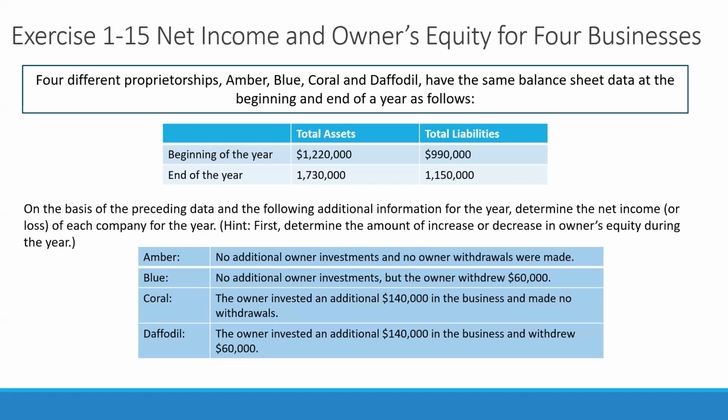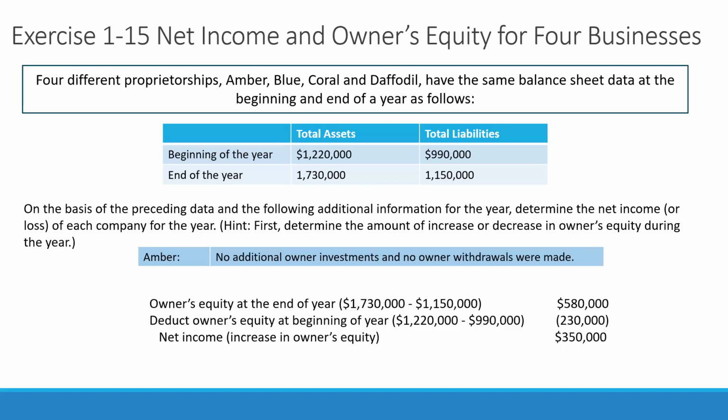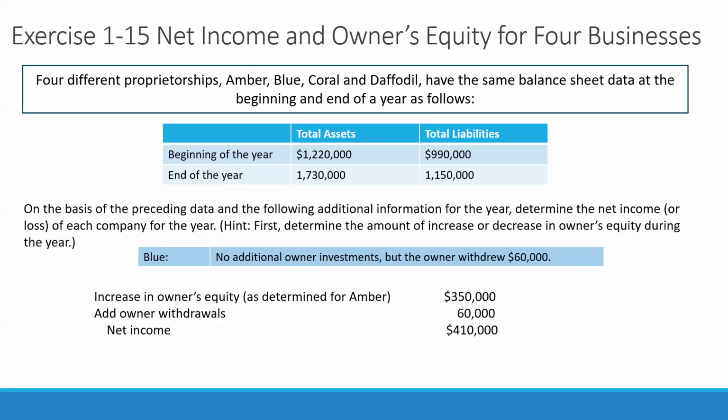So then you can deduce that they made 60,000 more than the increase in the equity. If they invested an additional 140,000 in the business, then you can assume that part of that increase in owner's equity was due to the additional investment, and so the income was less. And then if they invested and withdrew, you take the difference and then add or subtract that from the difference in owner's equity. So the initial increase is 350,000. If you have the owner withdrawals, right, they made another 410.